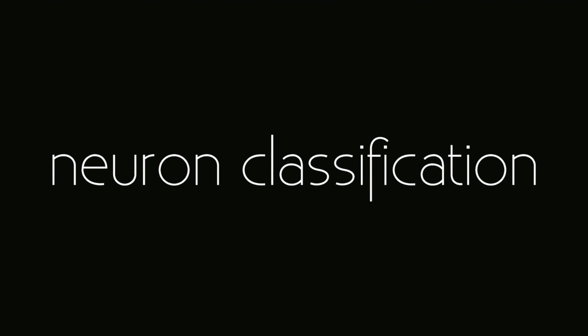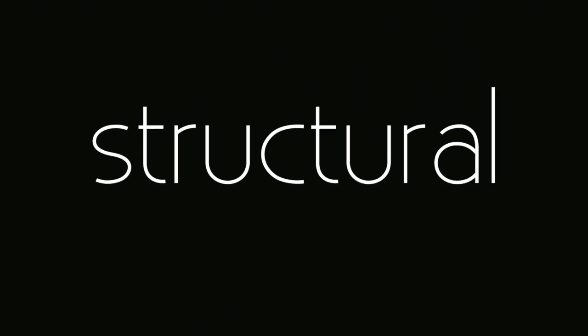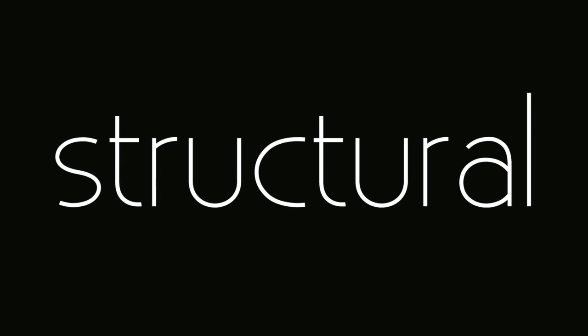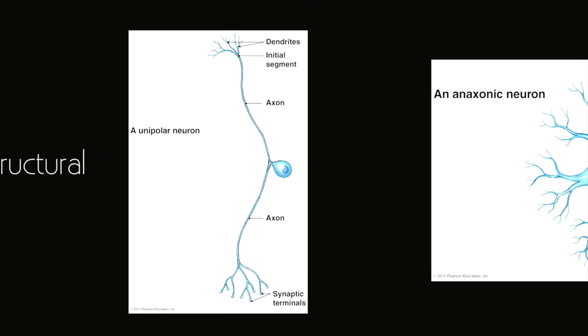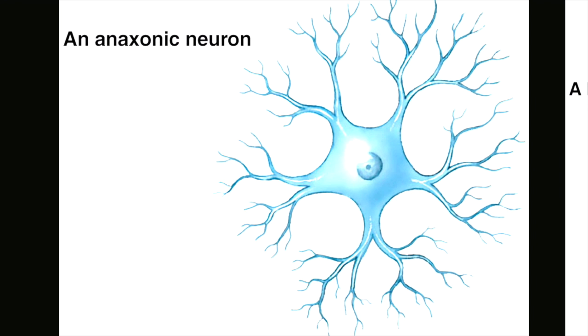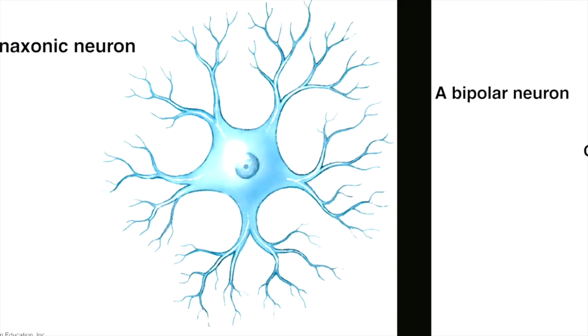So we can classify neurons based on their structure or their function. So first we're going to look at the structural classification. This here is called an anaxonic neuron. These are very small. It's hard to tell what is an axon. This type of neuron is found only in the central nervous system, the CNS, and its job is information processing.